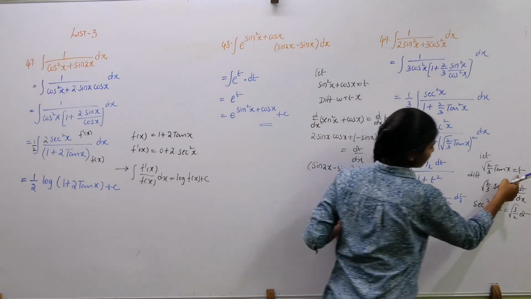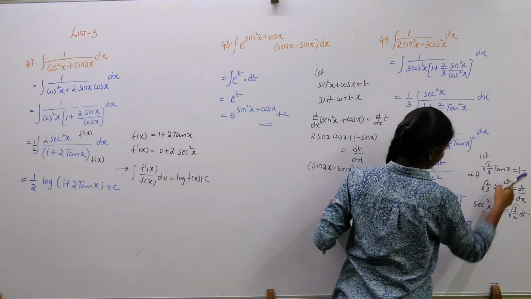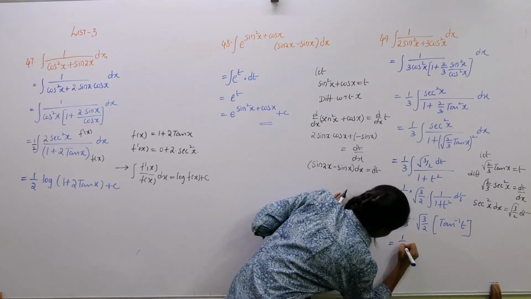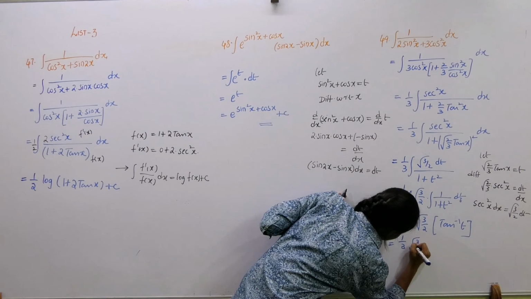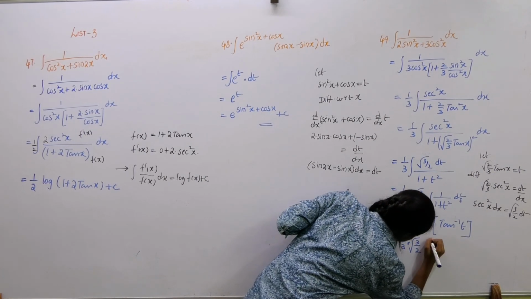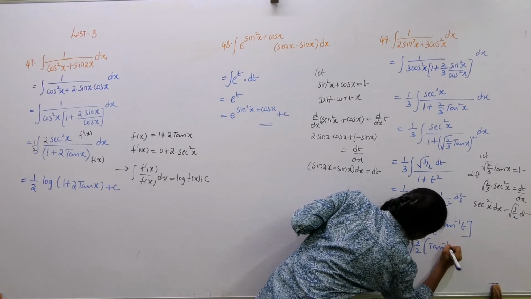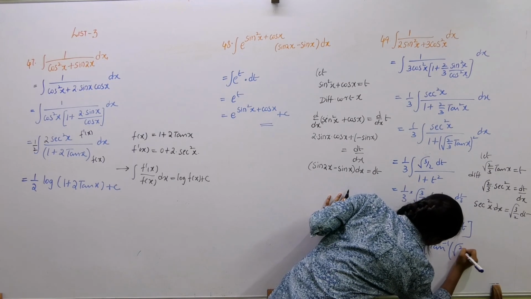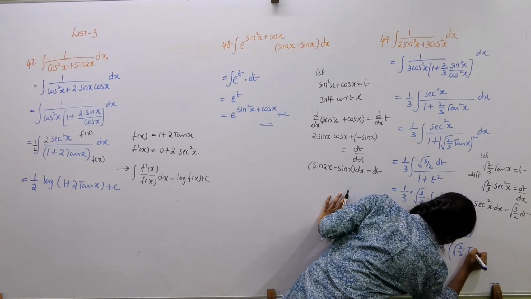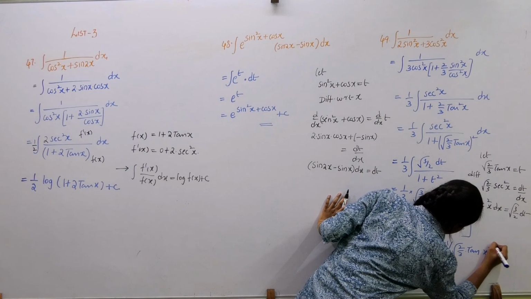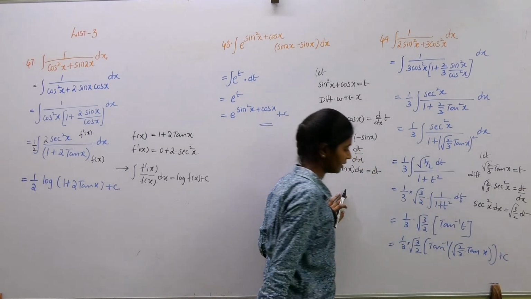What is the value of t? Root 2 by 3 tan x. And we substitute it here. 1 by 3 root 3 by 2 tan inverse of root 2 by 3 into tan x plus c. This is the final answer.